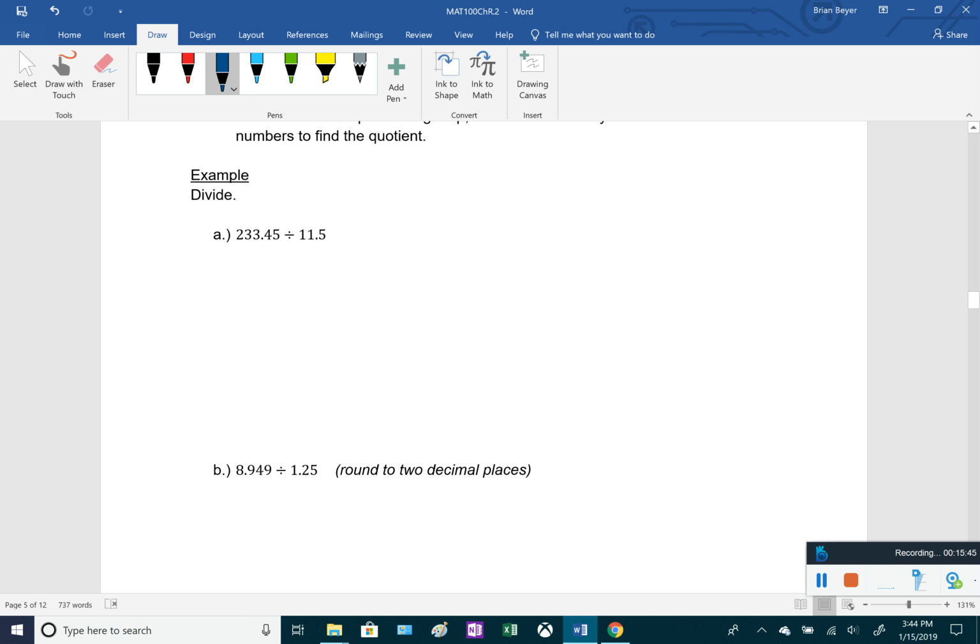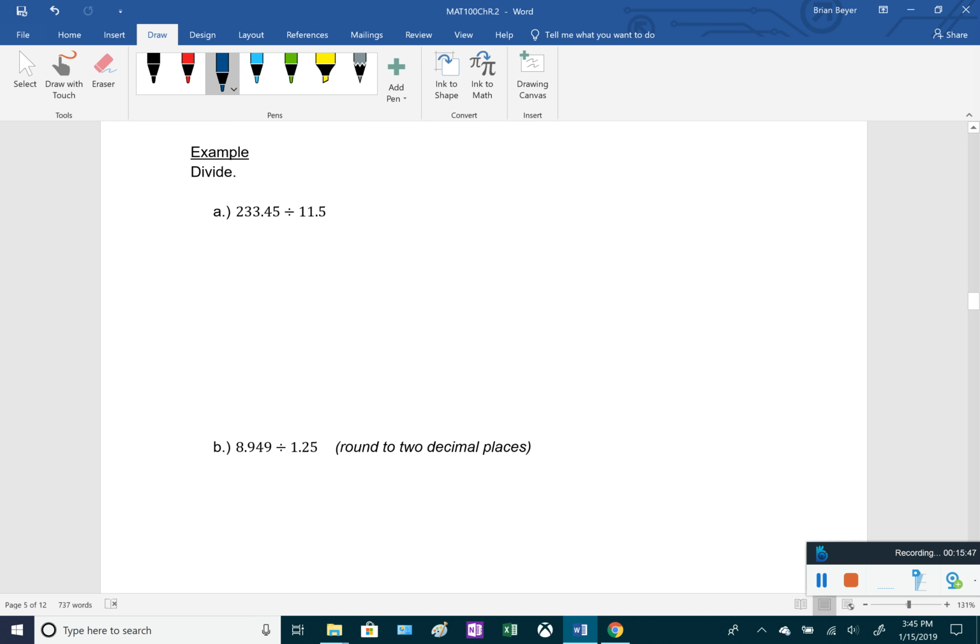So let's do some examples here. Let's divide 233.45 divided by 11.5. I'll rewrite it like this, so we divide like we normally divide numbers. The 11.5 is the divisor, and the 233.45 is the dividend.